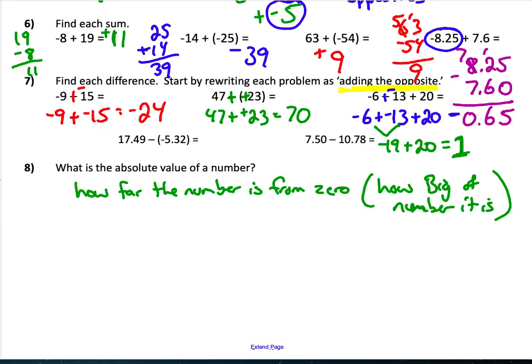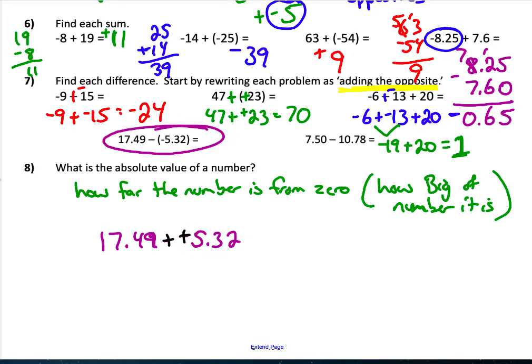All right, last two. Now I've got my decimals. So 17.49 minus negative 5.32. Remember, when I see subtraction, I'm going to make it into addition, but the next number becomes its opposite. So instead of negative 5.32, it's positive. So same signs, we're going to add them together. Remember to line up those decimal points.